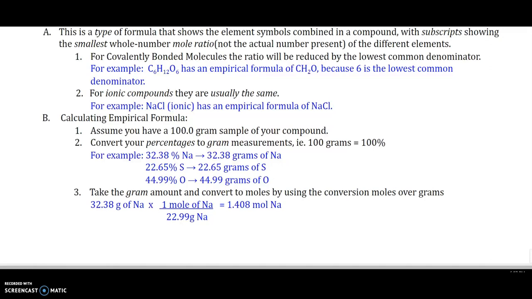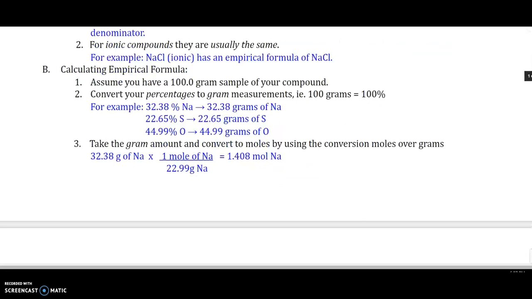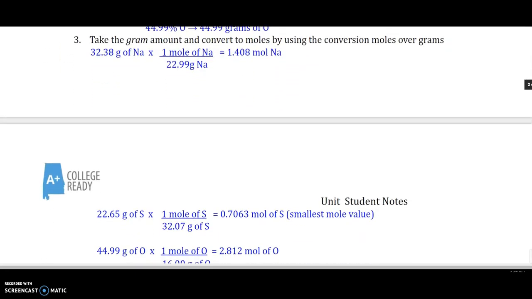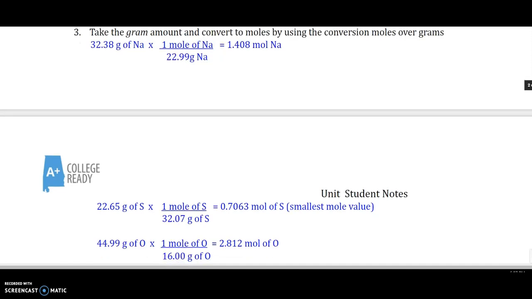Let me go through another example. Assume that you have a 100-gram sample always. You're going to convert your percentage to grams. So I have these percentages of sodium, sulfur, and oxygen. I know that's the same gram quantity. Then I'm going to take the gram quantity of each element that is given to me, and divide it by the molar masses from the periodic table, the atomic mass of each element. I'm going to get my moles of each element. So if you notice, I've got 1.408 moles of sodium, 0.7063 moles of sulfur, and 2.812 moles of oxygen.